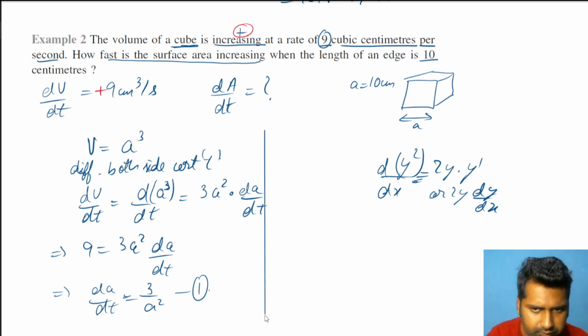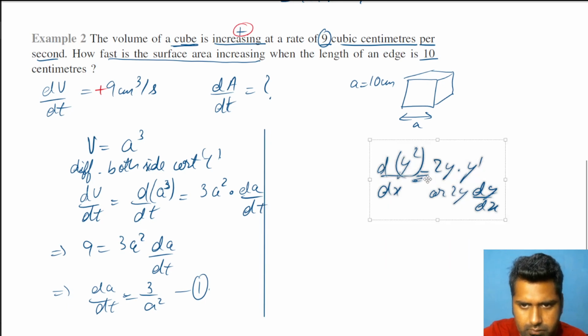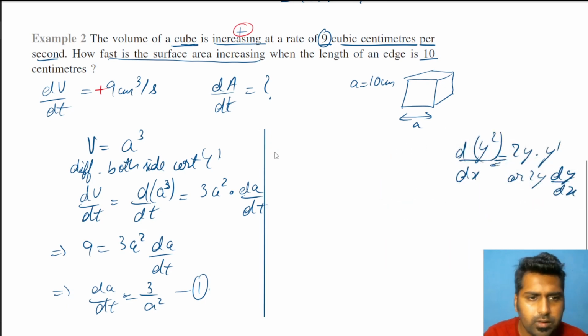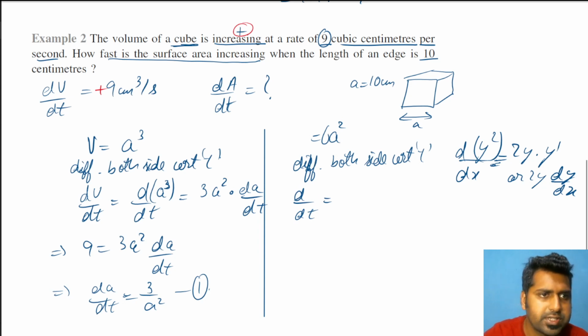Now same thing, this is just to relate. Now you have to do with surface area. Surface area is 6a square. So again differentiating both sides with respect to time. So differentiation of s is ds by dt. Surface area, so I was writing a, so I'll use a. Let's keep the symbol same. I was taking area as capital A.